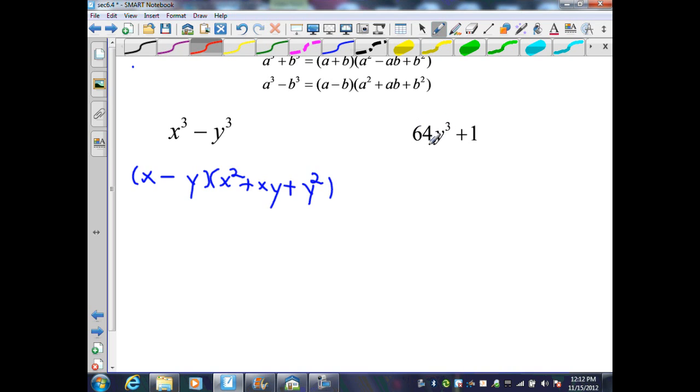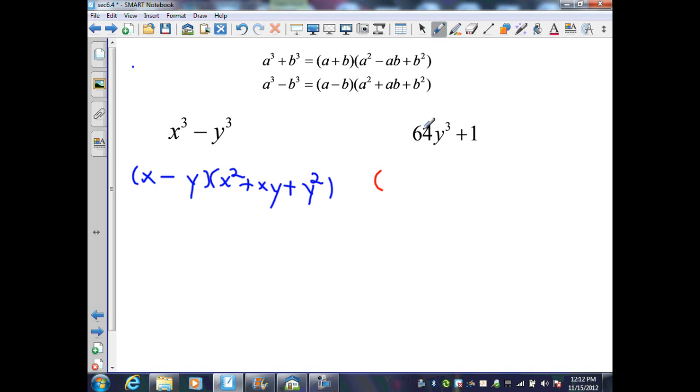My A is a perfect cube, and my B is a perfect cube. I'm going to use the sums of cubes. And I need my binomial. The cube root of A, which is 64y cubed, is going to give me 4y. The cube root of B, which is 1, is going to be 1. And in my trinomial, with a sum of cubes, that's going to be a plus sign. Now I set up my trinomial. I need to have A squared. So 4y squared is going to give me 16y squared. I need A times B, which is 4y times 1, which is 4y.